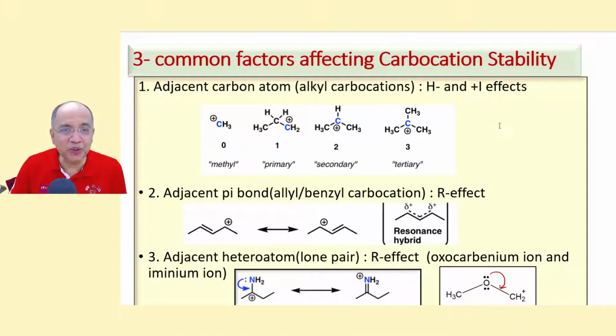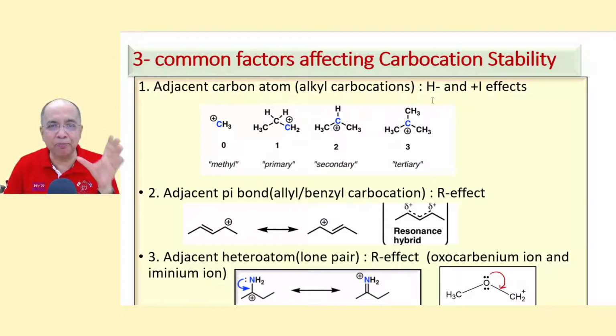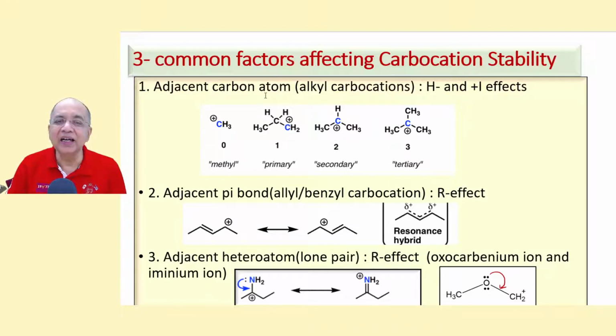Now, the things which we didn't discuss, which now I am saying, these are the three common factors which affect the carbocation stability. These you know. These are not unknown to you. First one is the number of adjacent alkyl groups. That means more is the degree of substitution at the charge center, more is the number of hyperconjugation structures. So 3 degree greater than 2 degree greater than 1 degree and greater than methyl. So adjacent carbon atoms, hyperconjugation effect is the main cause.